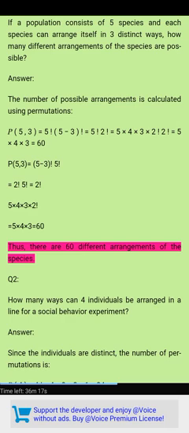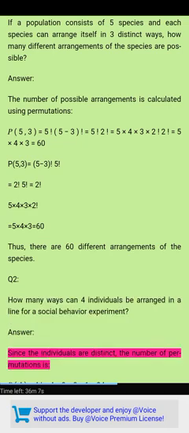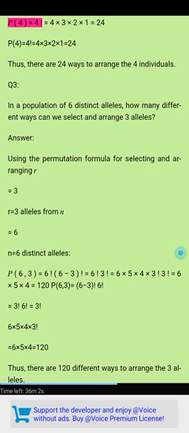Thus, there are 60 different arrangements of a species. Q2. How many ways can 4 individuals be arranged in a line for a social behavior experiment? Answer. Since the individuals are distinct, the number of permutations is P4 = 4! = 4 times 3 times 2 times 1 = 24. Thus, there are 24 ways to arrange the 4 individuals.